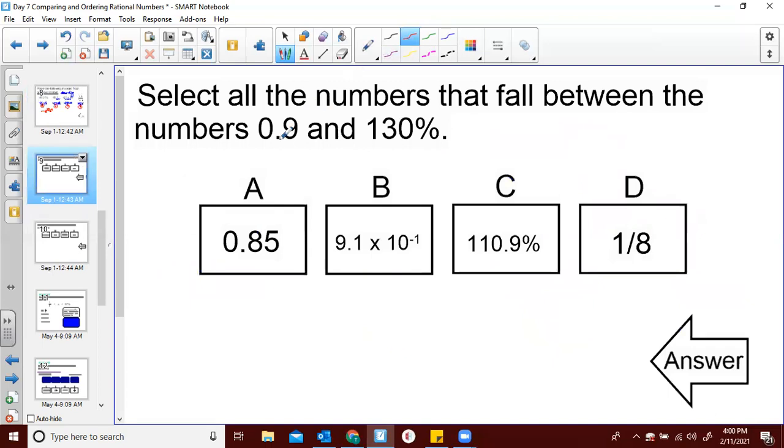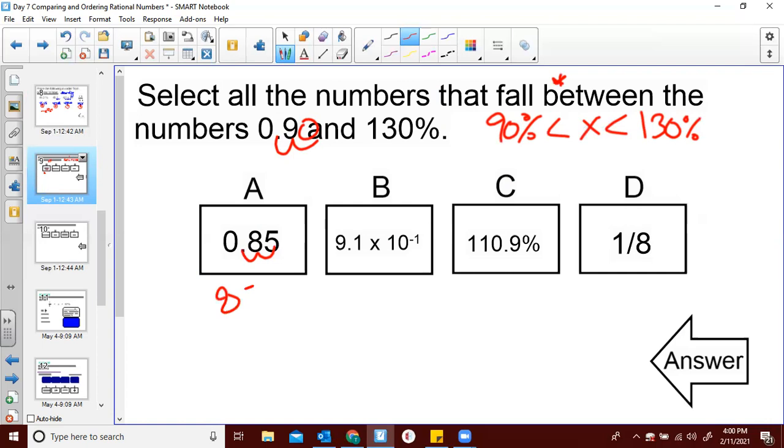All right, so this is very similar to yesterday. First step, double dip. Let's just get all of our parameters in place. We want to know everything in percent. All right, so we double dip this 0.9 to make it a percent. And we know that we're looking for a number that falls in between 0.9 and 130%. So 90% and 130. That's what this X symbolizes. What number is going to fall in between? So let's just figure out what these are as percents.